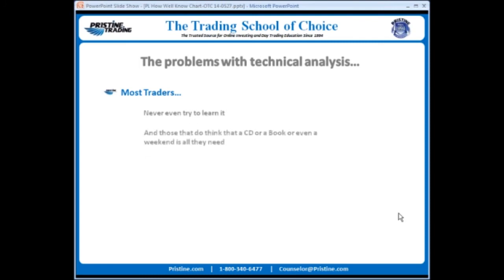Most traders never try to learn technical analysis. And those that do think that a CD or a book or even a weekend is all that they need. It's a good start, guys, but you know what? You don't become a doctor by reading a book. You don't become a doctor by looking at a CD one weekend. And those that take it more seriously often get caught in one of several hang-ups. What are the hang-ups you could possibly have?